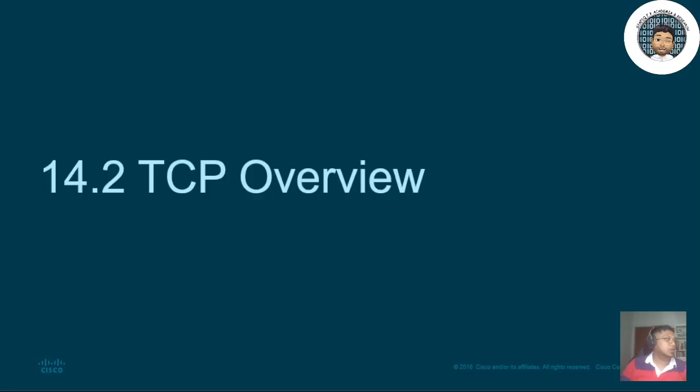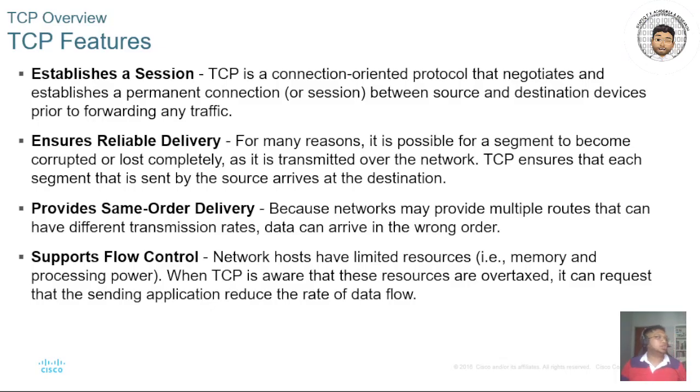Okay, so let's take a look at TCP. TCP basically has four main features. The first one, it needs to establish a session. It needs to ensure reliable delivery, it needs to provide same order delivery, and it must support flow control. When it establishes a session, TCP is a connection-oriented protocol that negotiates and establishes a permanent connection between source and destination device prior to forwarding any traffic.